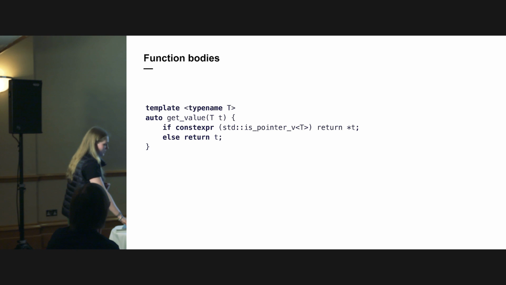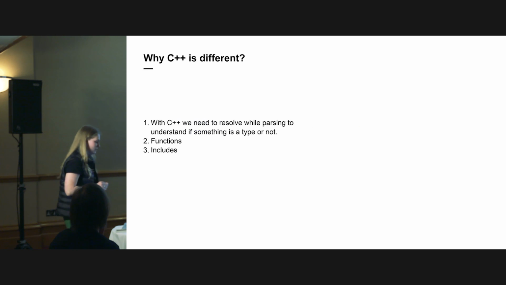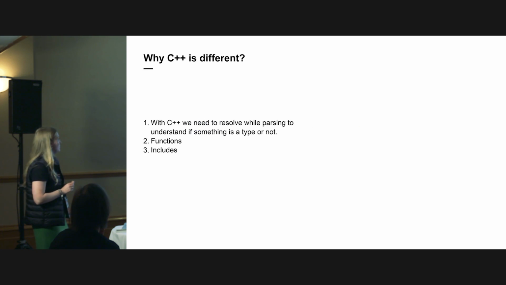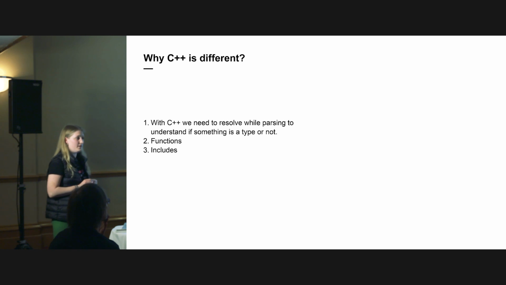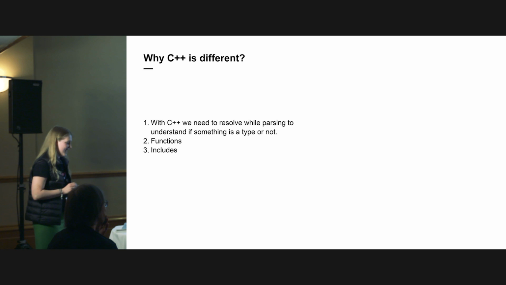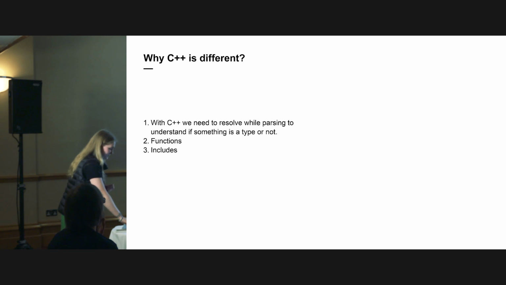Okay, so that was about the function bodies. So let's come now to includes. Text includes in C++, and they are nice apart from the fact that they are tough. Why are they tough, actually?